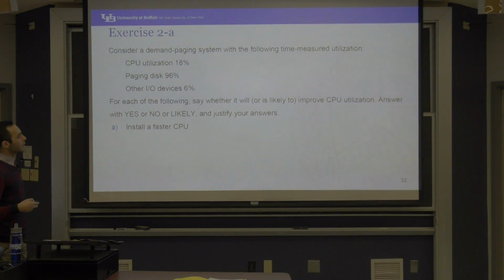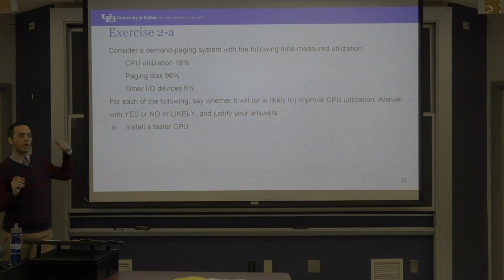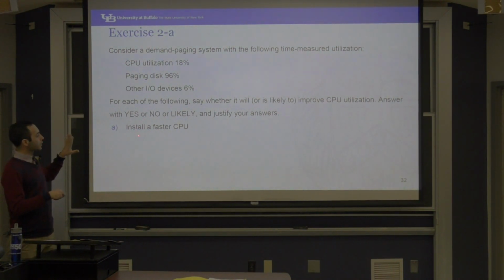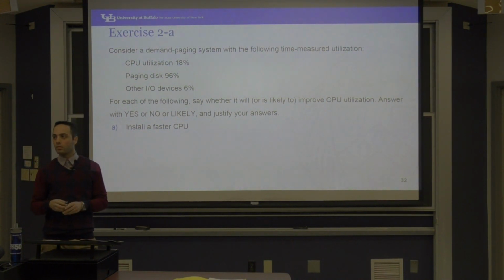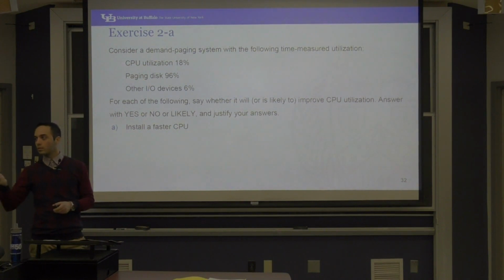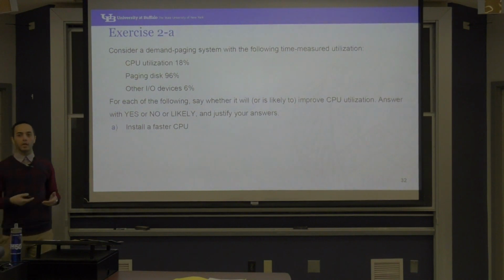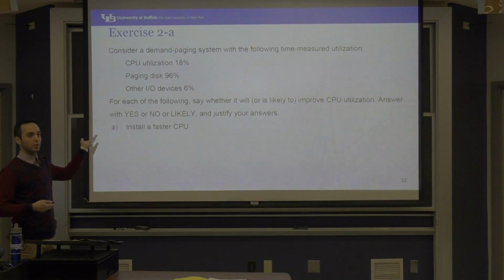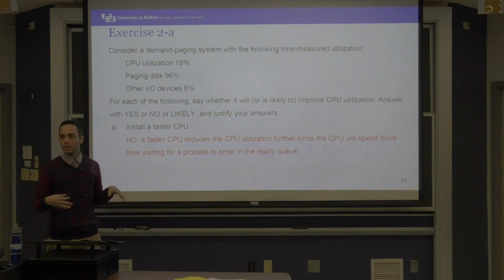For each of the following, say whether it will or is likely to improve CPU utilization. Answer with yes, no, or likely, and justify the answers. Again, these are important because you have to grasp the concept to have an idea on this. So we can tell that it's probably thrashing. So does it help if we install a faster CPU? No, why not? Exactly. Right now the problem is not the CPU, it's something else. The CPU will actually be more bored, so the utilization will become even less for the CPU.